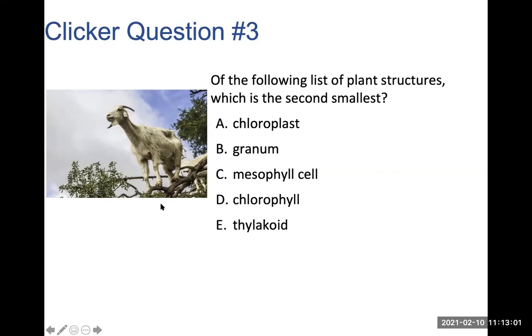So are we good? Anybody needs me to repeat anything? So are we okay with the structure so far? Yes, okay.